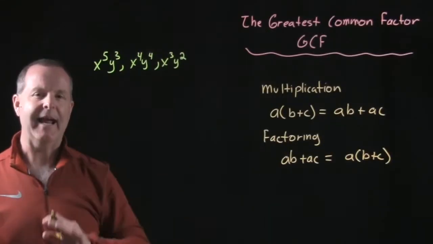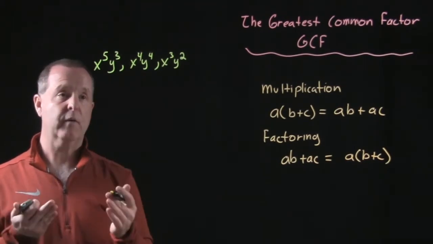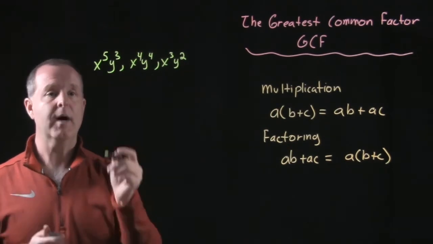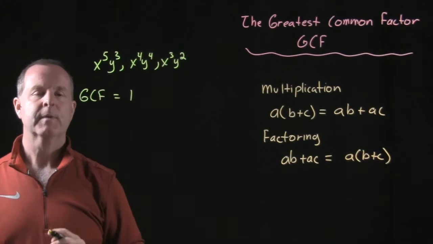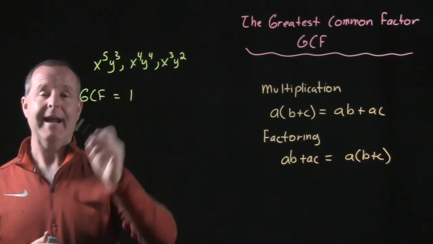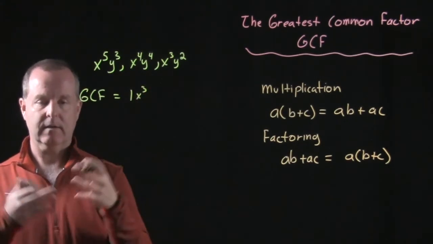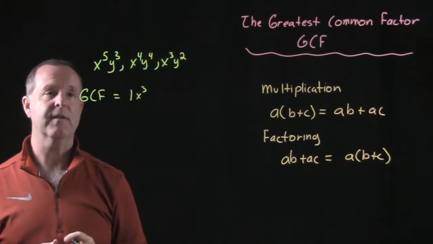And this last example, to get a feel of things, the coefficients are what we look for first. The coefficients of each of these terms are 1. So 1 is part of our greatest common factor. And now we go with the variable terms. x to the 5th, x to the 4th, x cubed. x cubed is the greatest combination of x's in each of those.